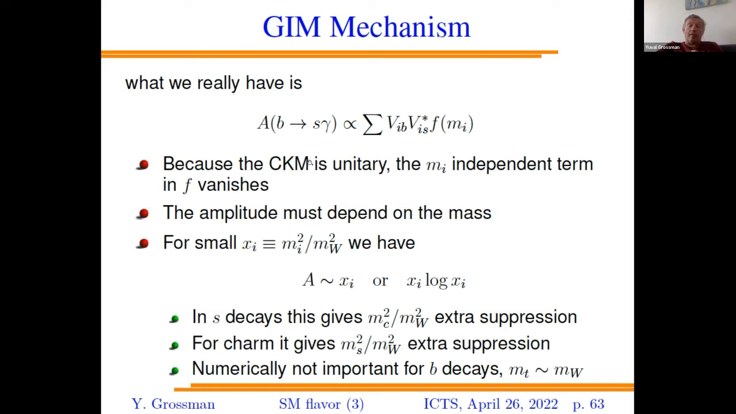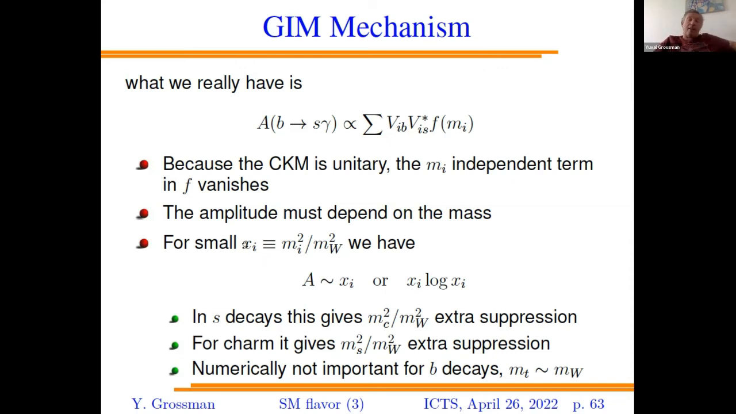Because of this CKM unitarity, we know that the mass-independent terms vanish, right? And therefore, the total amplitude must depend on the mass. I hope this is clear. There must be a mass dependence in the amplitude. That's a very important statement. And the fact that, as I told you, in the standard model we have a mass hierarchy tells us that we're going to get some hierarchies coming into the game just because of this little story.